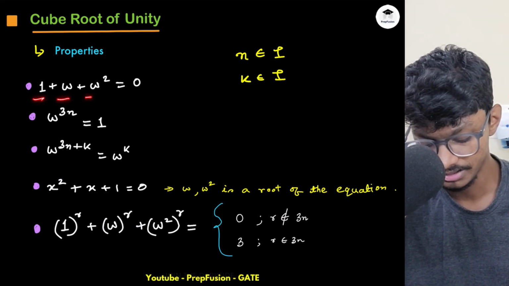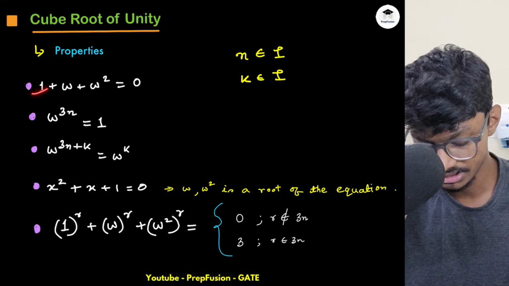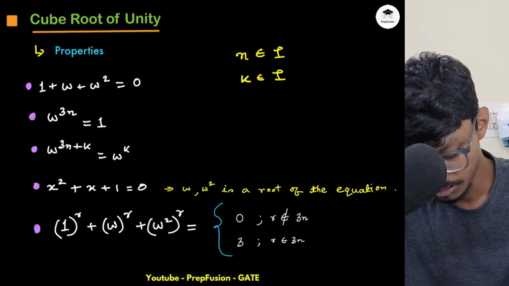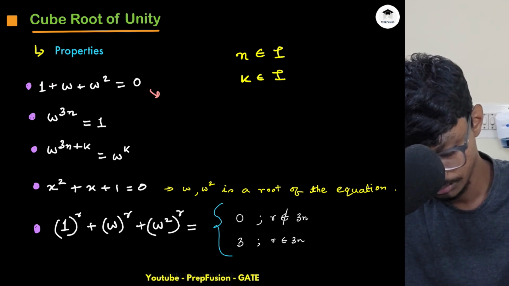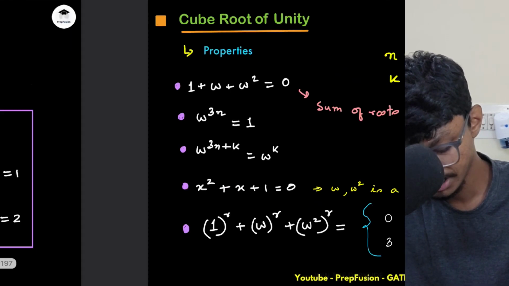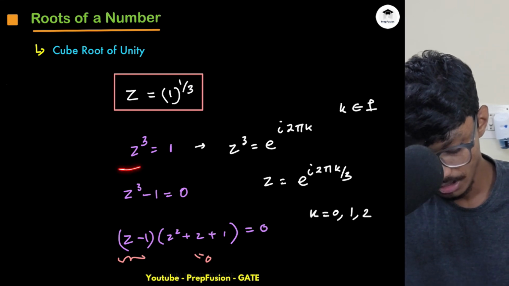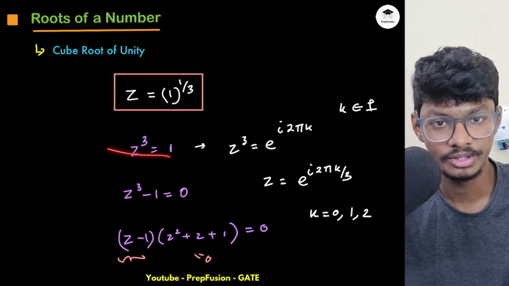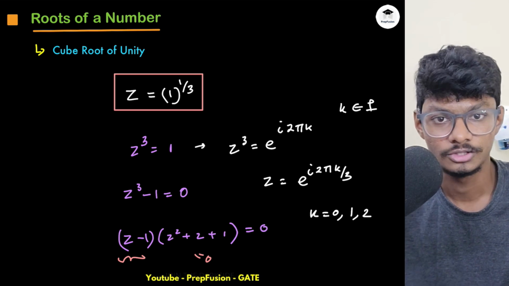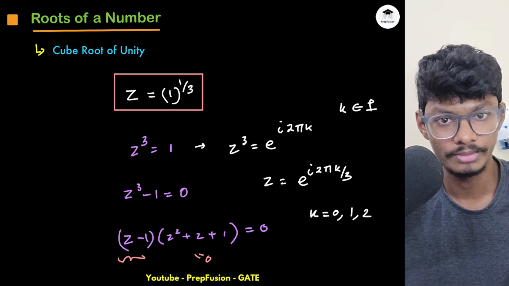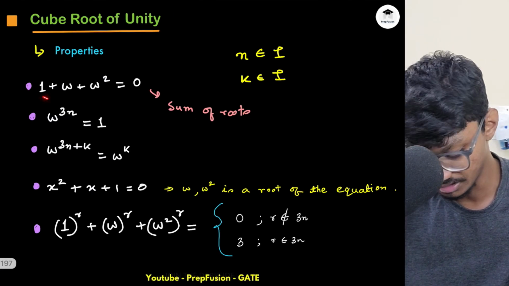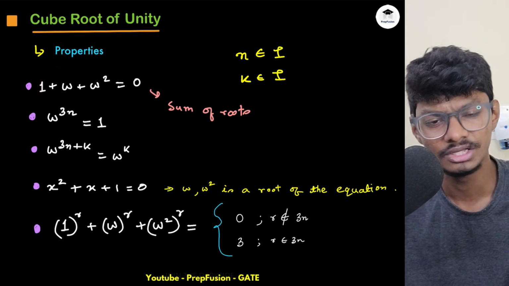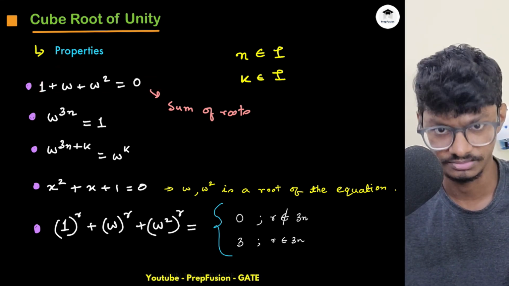So what is the first property? The first property is 1 plus omega plus omega square equals 0. Basically what does it mean? It basically means the sum of roots. Why is that the case? You can observe from here itself, right? Here, what is the coefficient of z square in this cubic equation? The coefficient of z square is 0. So obviously the sum of roots will be 0 itself. It won't be anything else. Exactly that is what is written over here. And we already know this is a famous property. We have used this multiple times previously.